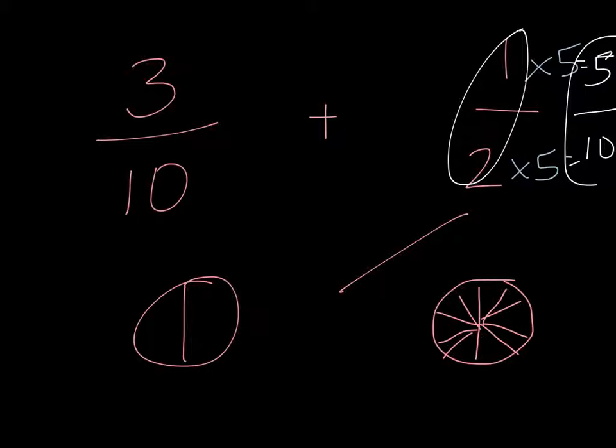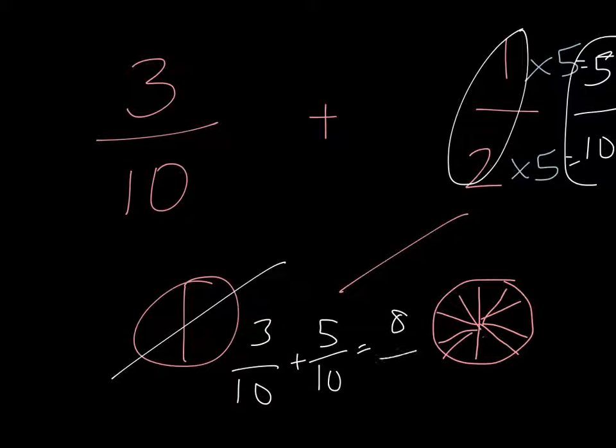If I then take this, and this is going to be a little sloppy, 3/10, and I add that on with 5/10, I know that I have 8/10 altogether. Okay? So 3/10 plus 1/2 is 8/10. How did I do that? I made my fractions have the same denominator, and then I added them together quite easily.